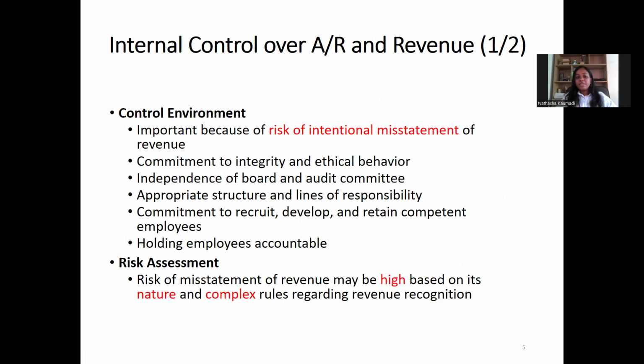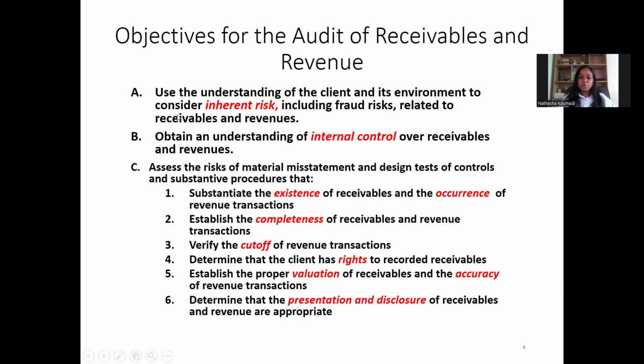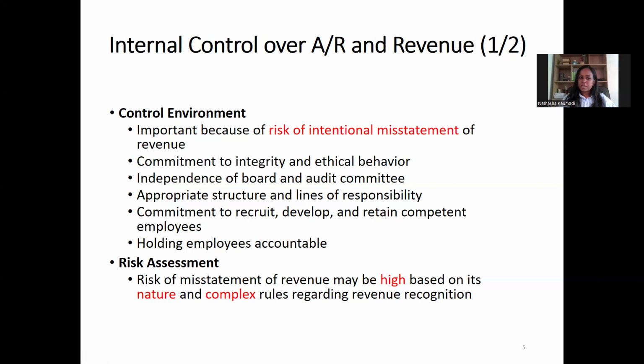Now the internal controls. I told you, you need to understand the internal controls over receivables and revenue. What are the components you are going to see coming under internal controls? You have discussed those components separately in previous lectures. But if I just mention control environment, that is one component coming under internal controls, right? So what is included in control environment?